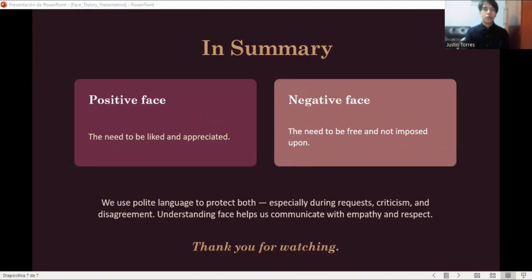Finally, to summarize all the ideas, every person has a positive face, they need to be liked and appreciated, and a negative face, they need to be free and not imposed upon. So we use polite language to protect both, especially during face-threatening acts like requests, criticism, or disagreement. Understanding both faces helps us enhance our communication with more empathy and respect.